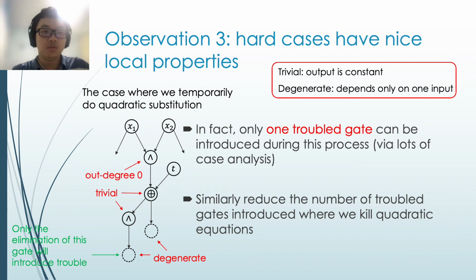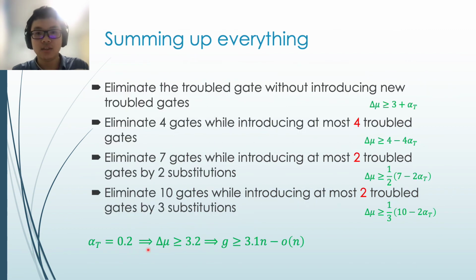So with this case analysis, we are able to reduce this 7 and 10 to 2, and this is enough to make a 3.1n minus little n lower bound. So in summary, we first generally reduce the number of trouble gates introduced while eliminating a gate to 1, then resolve these two bottleneck cases to achieve our desired lower bound.